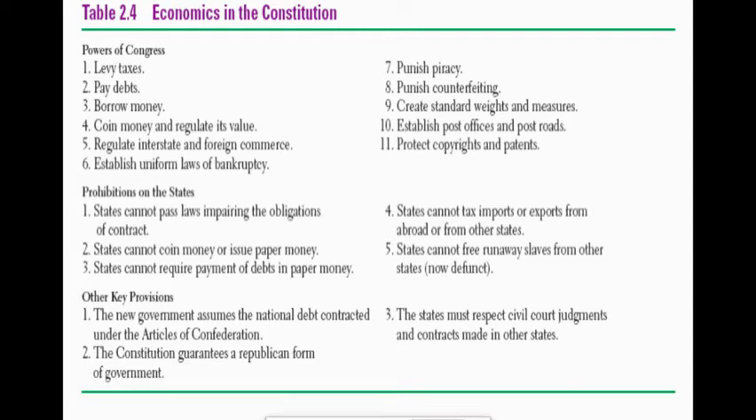All right, but don't worry, we're going to give states some powers too. But we're also going to limit some stuff with them, right? Like they cannot tax imports and exports from other states. Not working. Can't do that. Okay. States cannot require payments of debts in paper money because there's a little problem with Rhode Island during this time that we'll read about later in class. All right. So these are some of the key economic things put into the Constitution.